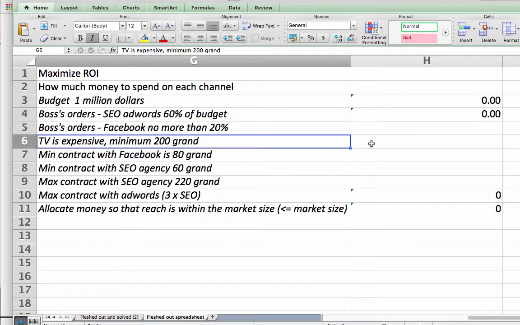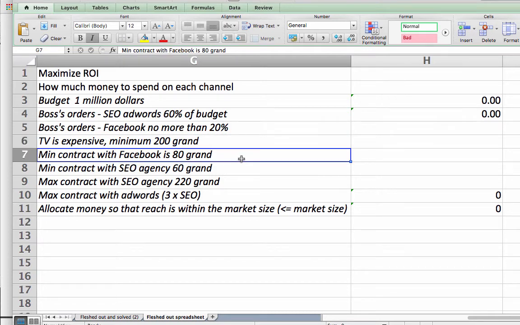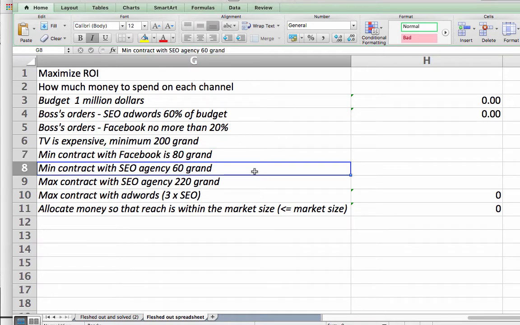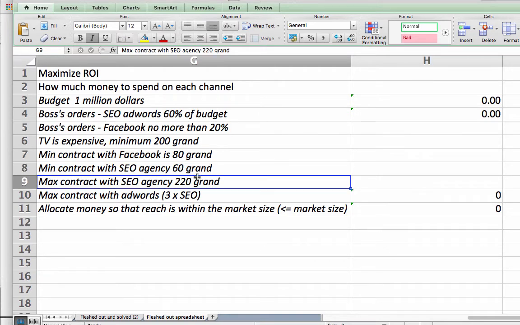TV expensive, minimum of 200 grand. We will represent that in the actual solver window. Nothing fancy required there. Minimum contract with the Facebook firm is 80 grand. We can also represent that, not using anything fancy. No addition or multiplication required. Minimum contract with the SEO agency and maximum contract, the 60 grand and 220 grand, does not need to be any sort of fancy formula either.